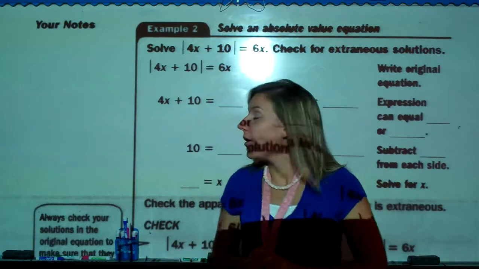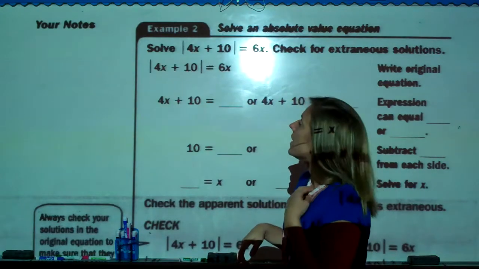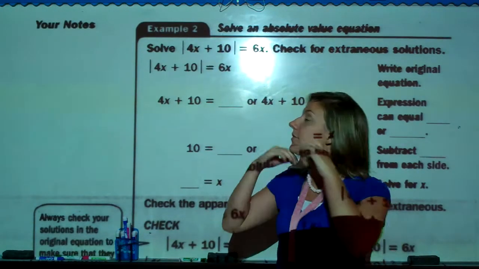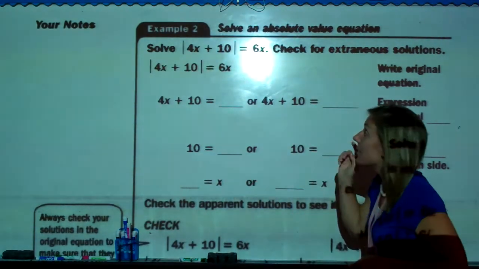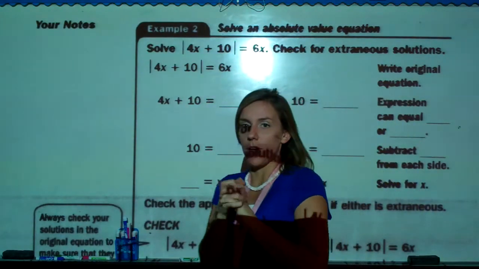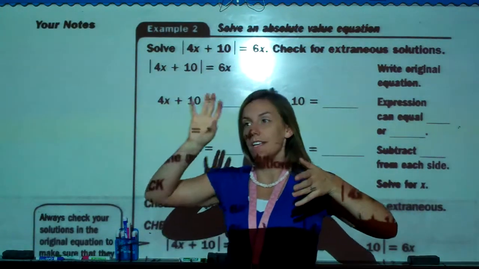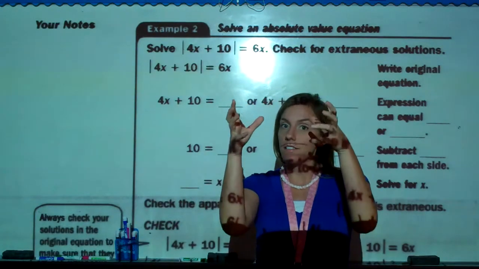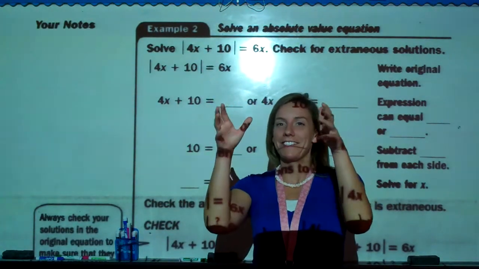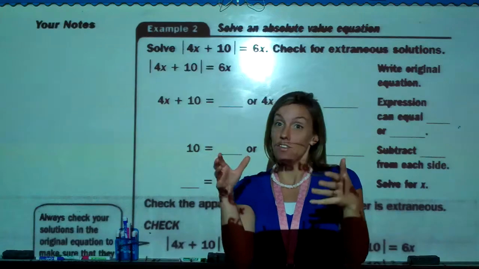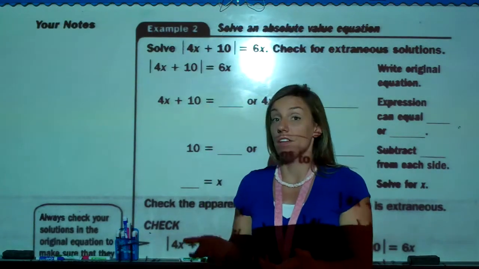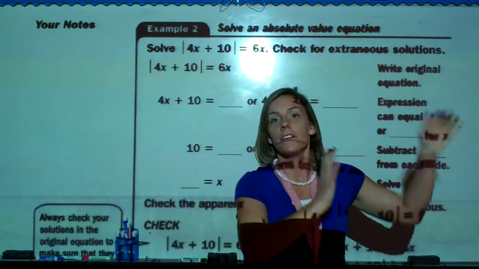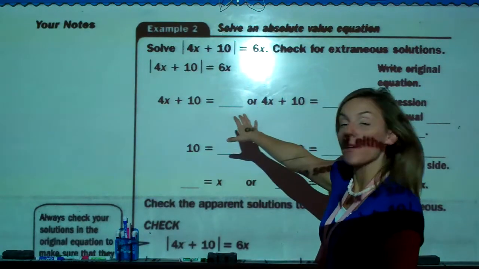Hi guys, so let's keep going with the absolute value stuff, okay? The last page at the very bottom, we talked about how when you set up absolute value, the inside could be the positive version of the answer, or it could be the negative version of the answer. So when you solve it, you do the positive version and the negative version. So that's what we want to practice here.